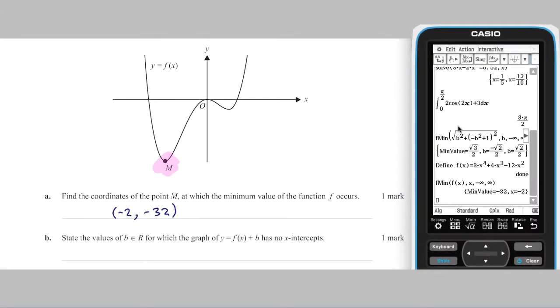Part B. This concerns the graph of y equals f of x plus b. This would be a vertical translation of the graph we can see above by b units. If this graph was to have no x-intercepts, we would want to vertically translate the graph we can see 32 or more units upwards, as that would move the point M to above the x-axis. Hence, our value of b must be greater than 32.